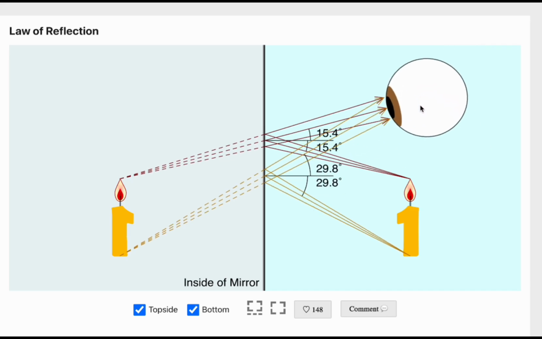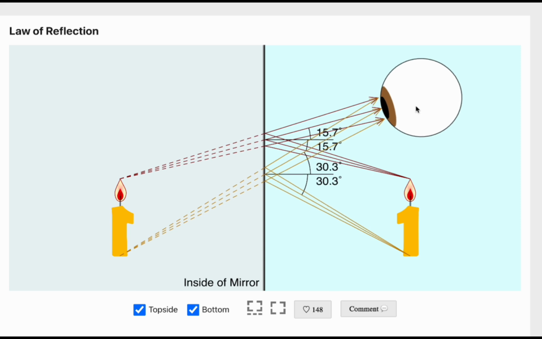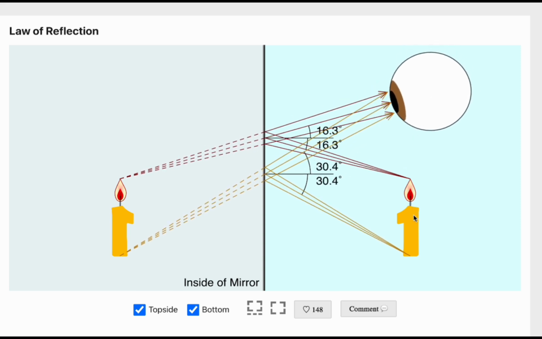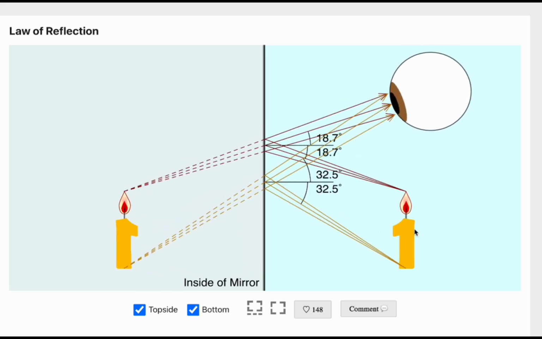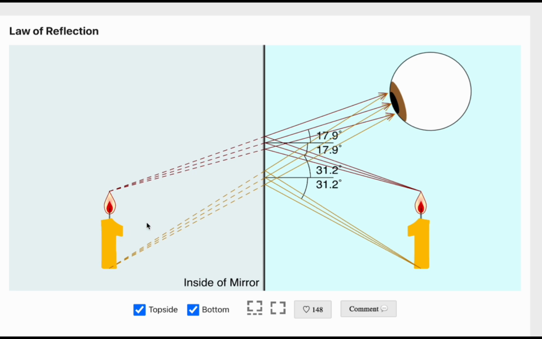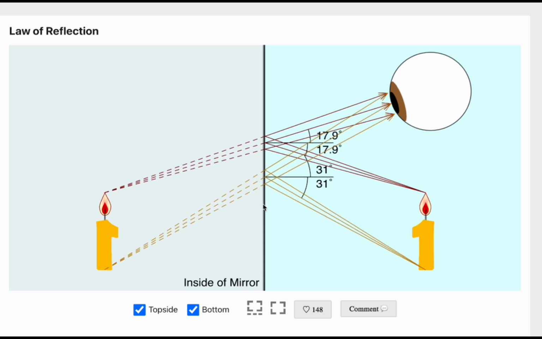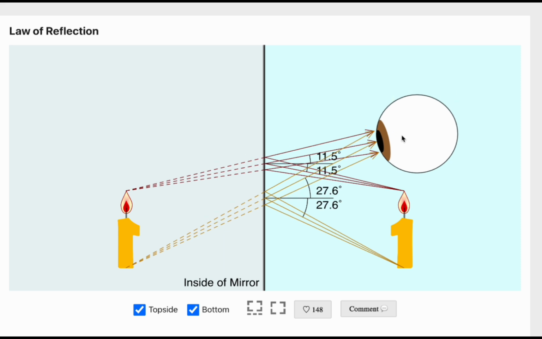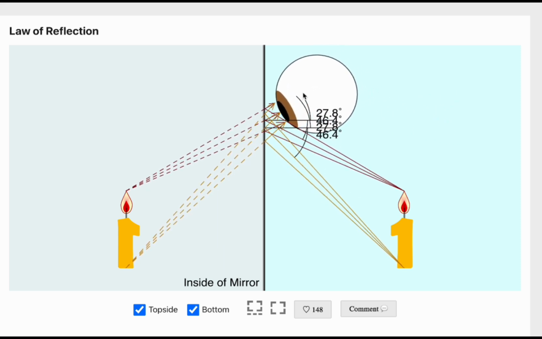Let's shine a flashlight at a mirror. See how the light beam bounces back? That's called reflection, when light hits a surface and changes direction. The incoming ray is the incident ray, and the one bouncing off is the reflected ray.